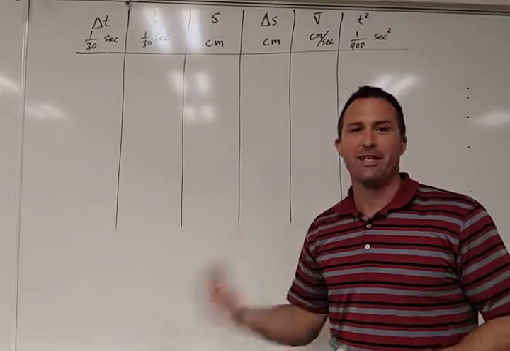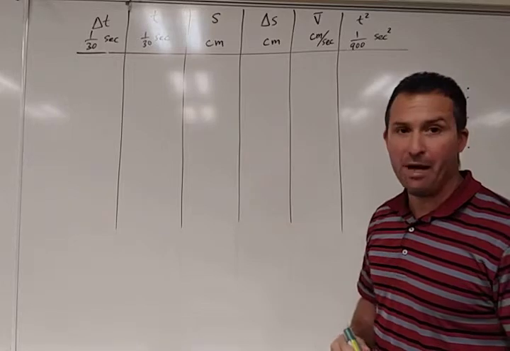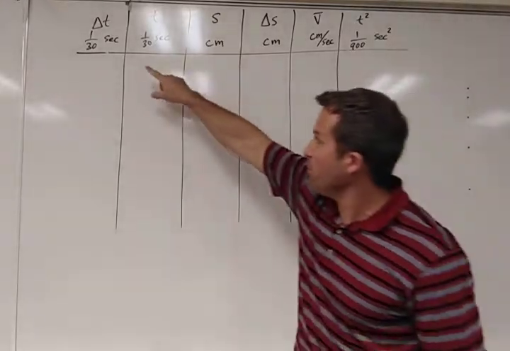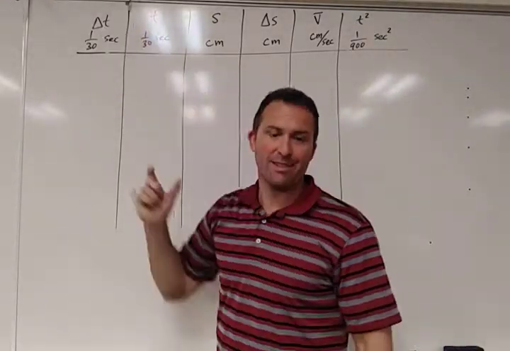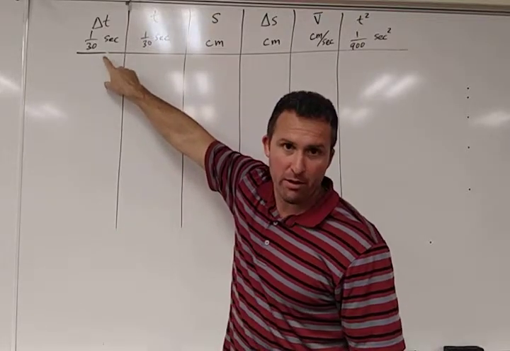All right, let's take a look at our data table. This is page 9 in our lab manual. Over here on the left, we've got delta t, which means a time interval, and the unit is 1/30th of a second.